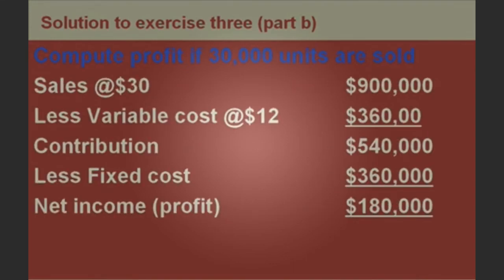There you go. At 30,000 units, sales is 900, variable cost is 360, so the contribution is 540. If you knock off the fixed cost, your profit is 180,000. Let's have a look at the next part.